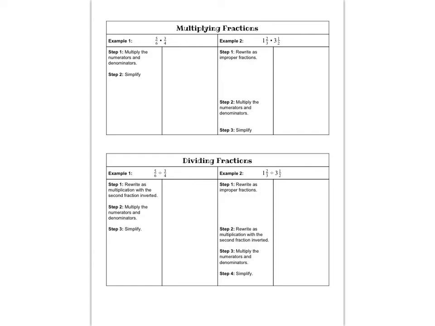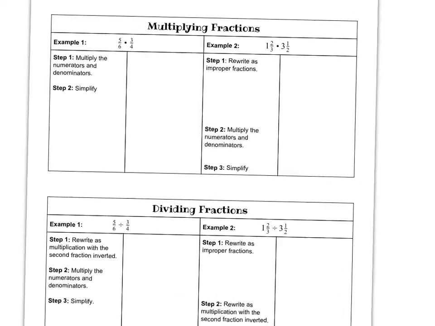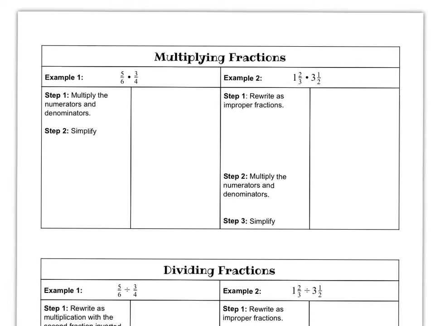Today we want to review how to multiply and divide fractions, and we're going to start with multiplication. So in example 1, we have two fractions that we're going to multiply together here, 5/6 times 3/4. And our first step is just going to be to multiply the numerators and then multiply the denominators. So we'll multiply 5 times 3 and 6 times 4, and that gives us 15/24.